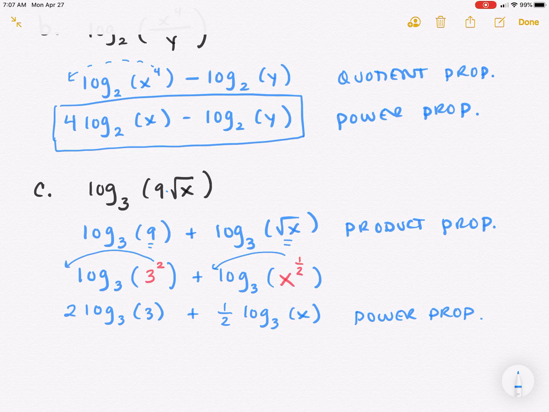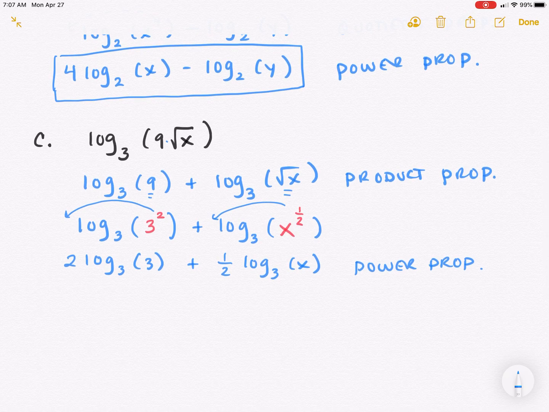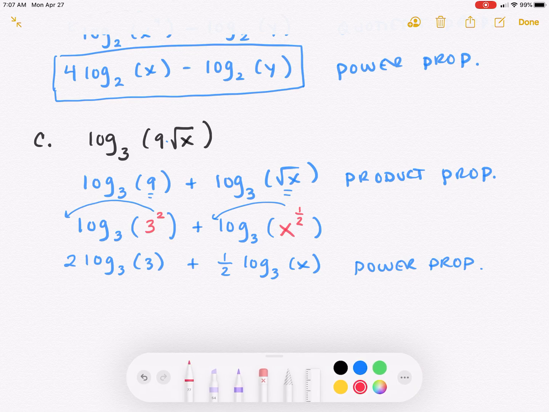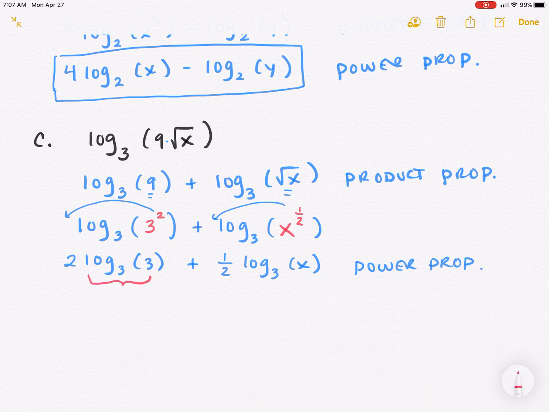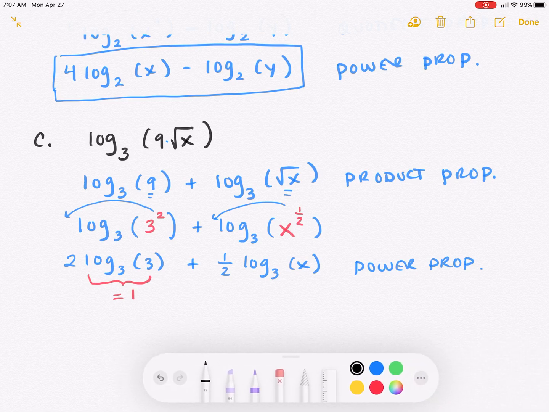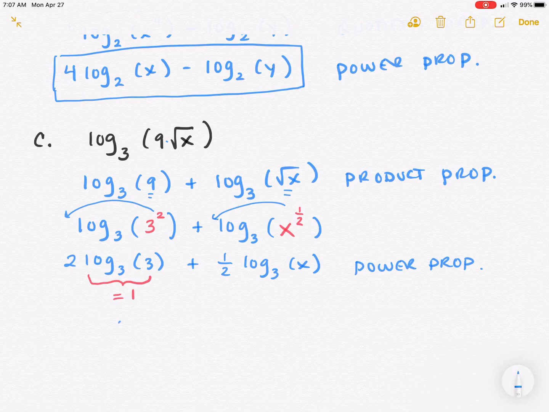And finally, we need to give this another look before we feel like we're finished. And what I notice right here is that log base 3 of 3 is equal to 1. And so that little property right there can be a little sneaky sometimes and easy to overlook. So I can make this first part 2 times 1 plus 1/2 log base 3 of x. Okay? And what we're using is property number 1.